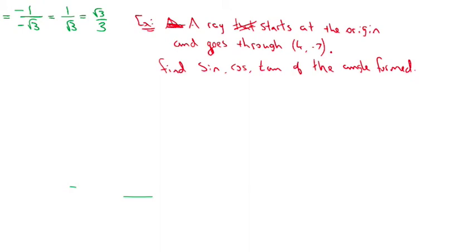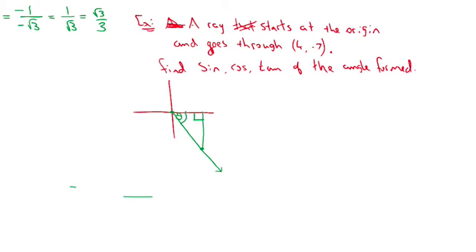So what should I do first? Draw a picture. So, coordinate system. Where is my angle going? It's going to be in the fourth quadrant. So it starts here, through 4, -7, someplace down here. Now your choice: your angle could wrap all the way around to it, or it could just drop down to it. Either one works perfectly fine. Let's just call it the reference angle theta.